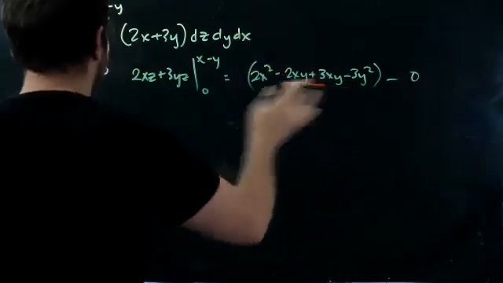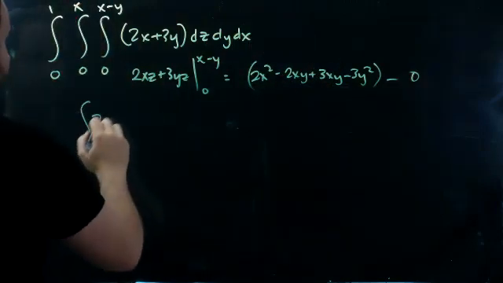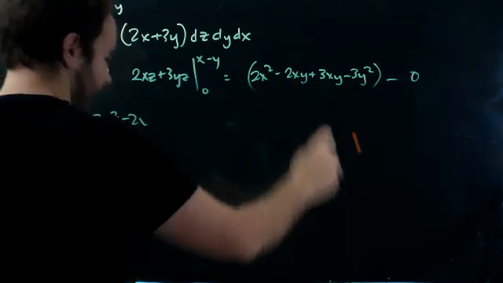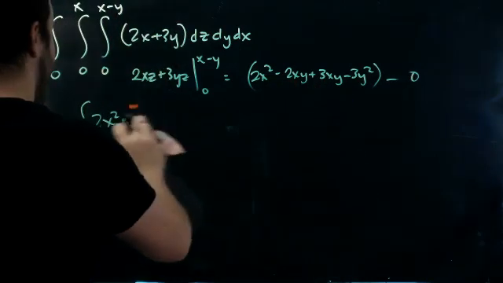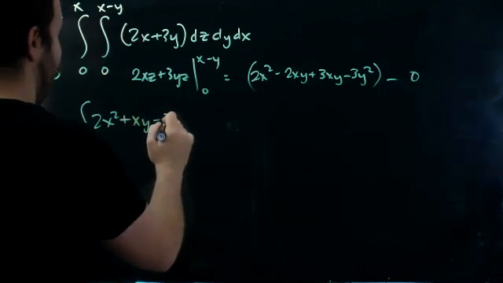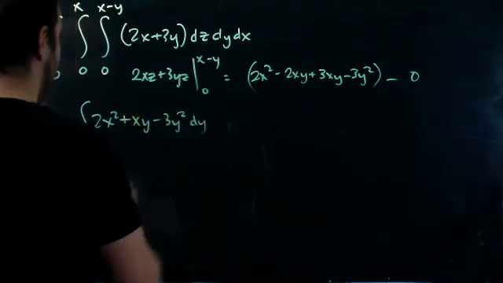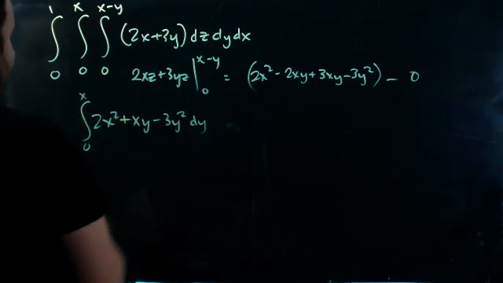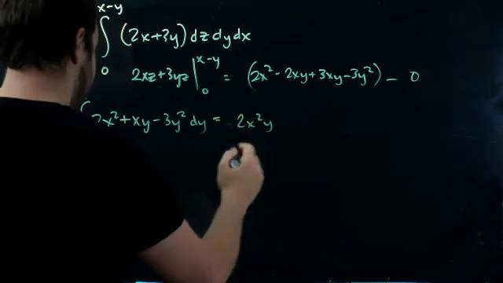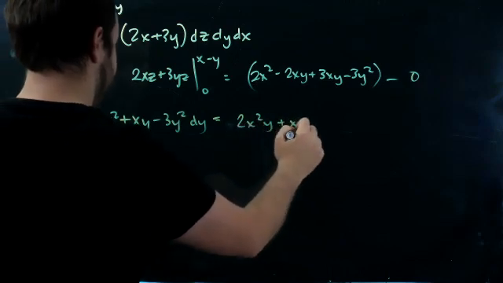Now I integrate this result from 0 to x. So I have the integral of 2x squared, let's say negative 2xy plus 3xy. That will combine to make plus xy. And then I have minus 3y squared dy, which we're evaluating from 0 to x. This is going to give us 2x squared y plus xy squared over 2.